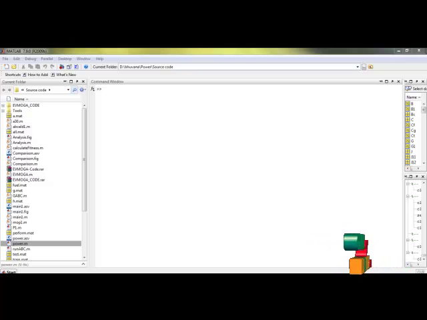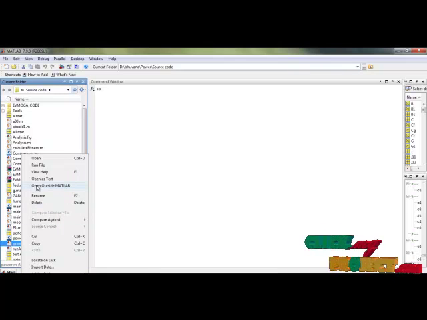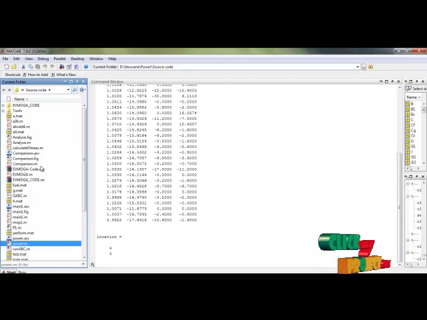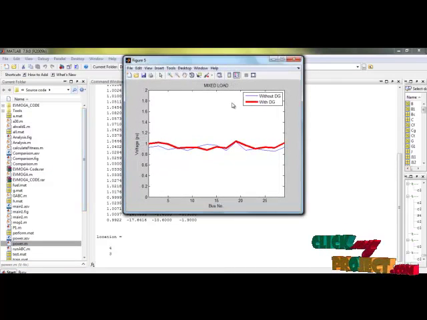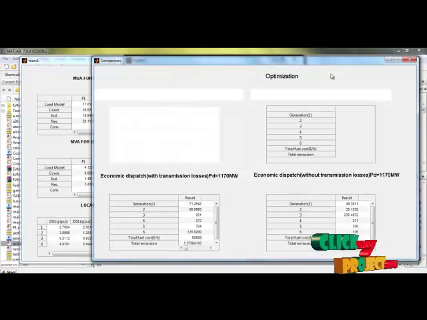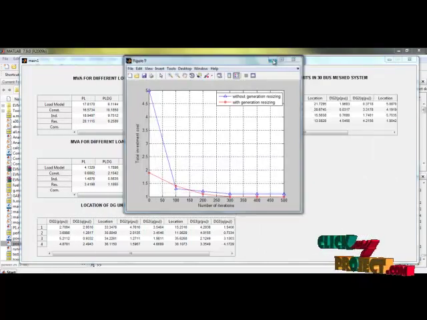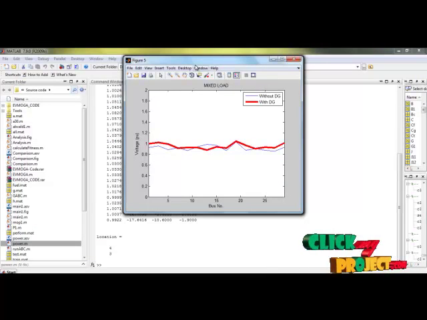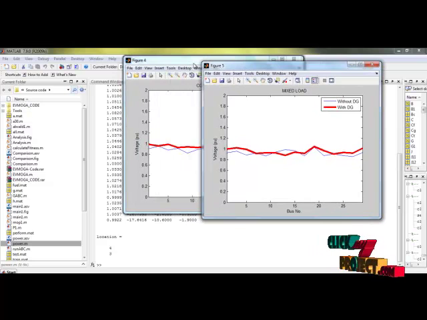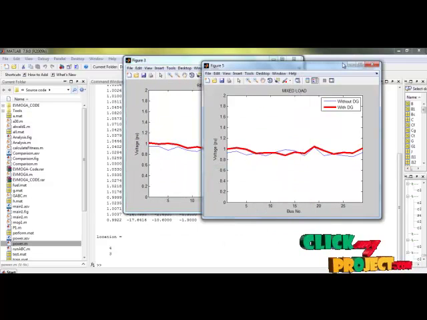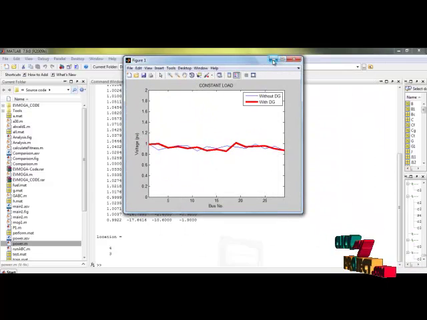Now we are going to discuss the running procedure for this process. Here the main code is in power.m. Now I am running this file. See here, first we are initializing different types of loads. First one is constant load. Here we are calculating without distributed generation and with distributed generation.